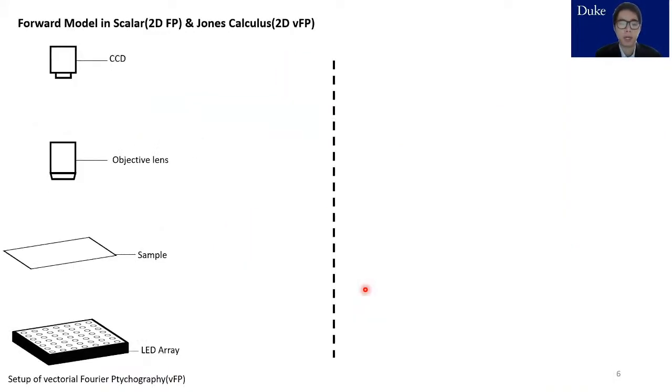In Fourier ptychography, we use a scalar model. If we want to talk about polarization, we need to extend it into a vectorial description, so we use Jones calculus here. Let's start from the Fourier ptychography model first. The light is described as an exponential function, and then we have a sample and the pupil aberration of the imaging system. After the light illuminates the sample, we do the Fourier transform to change the image plane into the frequency plane.